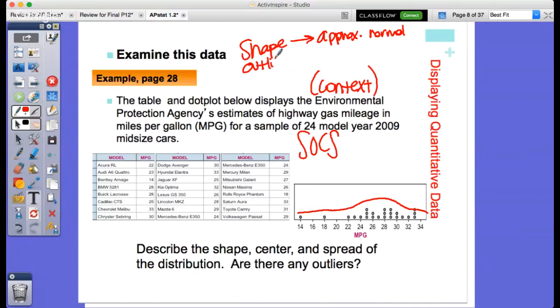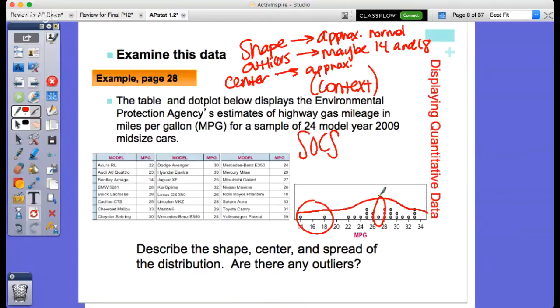Outliers. Are there any outliers here? I would say maybe, right? Maybe at 14 and 18. So I would state maybe 14 and 18. We'll have a definitive way of finding that in a little bit. The center is approximately, again, we don't know the exact yet, but we'll talk about that. I would state approximately between 26 and 28.